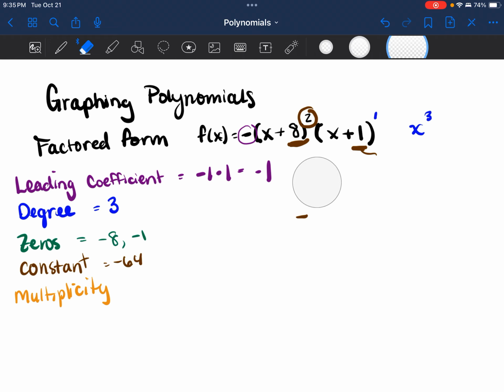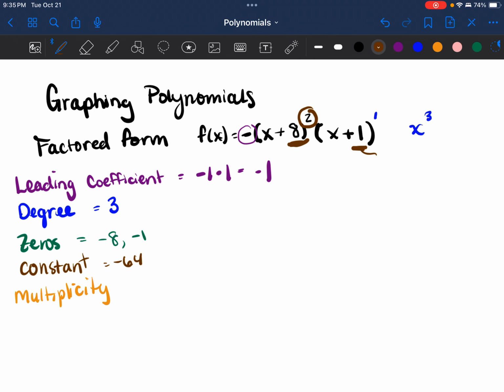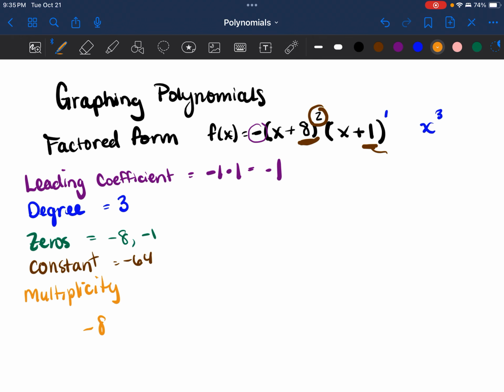And the last bit that is important to know is about multiplicity. Multiplicity tells us how a graph reacts at the degree for each of those factors. So in this case, we have at the 0 of -8, a multiplicity of 2. And at the 0 of -1, we have a multiplicity of 1. And as we graph this, we'll see how that influences our graph.